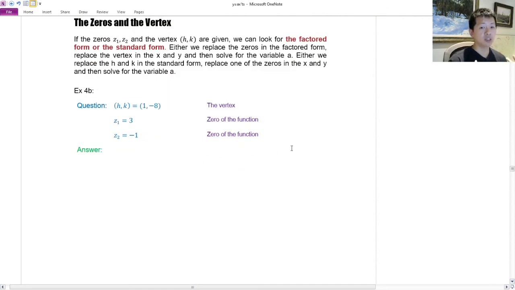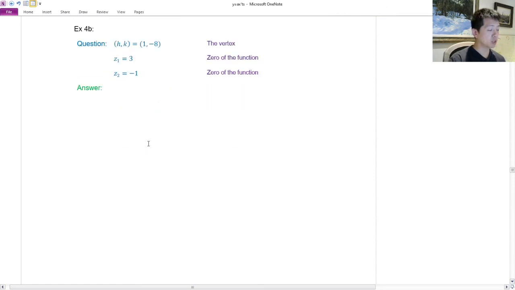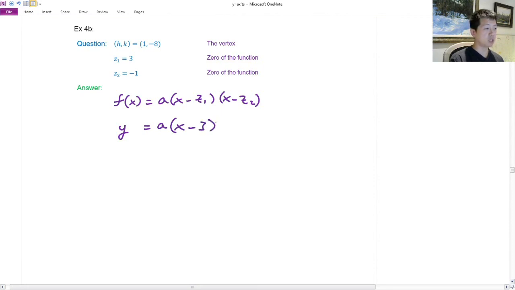I'll start with the factor form. Okay, so since I have the two 0s, I will actually put it in the factor form. So my factor form is a times x minus c1, the first 0, and x minus the second 0. I'll replace it with y because in this case we are using y, but in the university this might represent something else. So just to let you know, it's not always y. Now a we don't know. My first 0 is actually 3, the second 0 is actually minus 1, so it becomes plus 1.